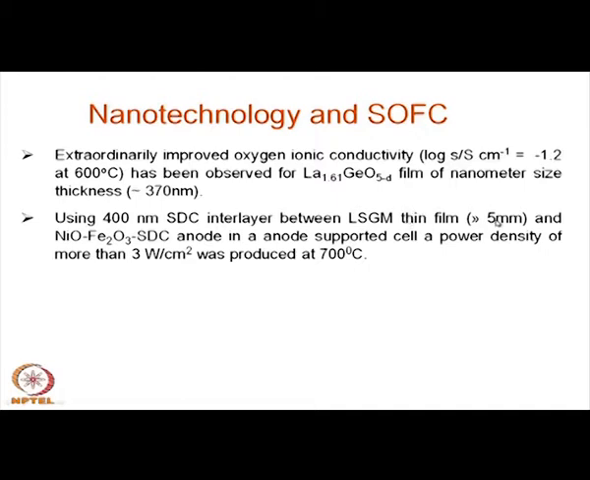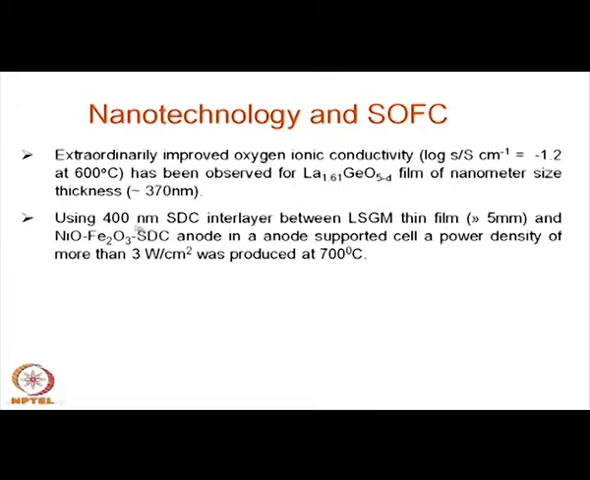Then a thin one about 5 nanometer, I think it should be nanometer, and nickel ferrite SDC as the anode. Okay. This is the electrolyte and this is the anode supported. A power density of the order of 3 watt per centimeter square has been produced at 700 degree centigrade.